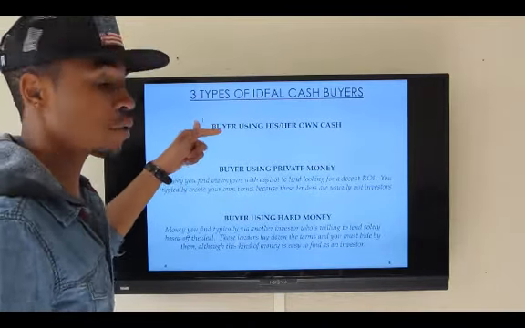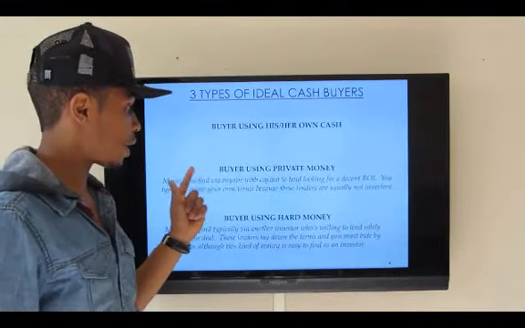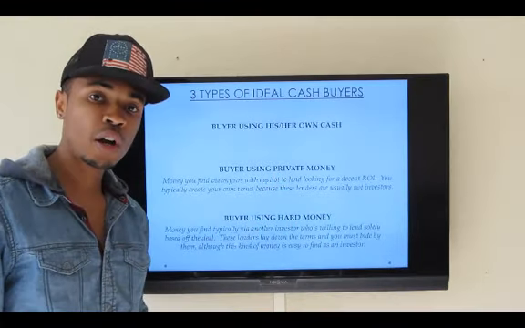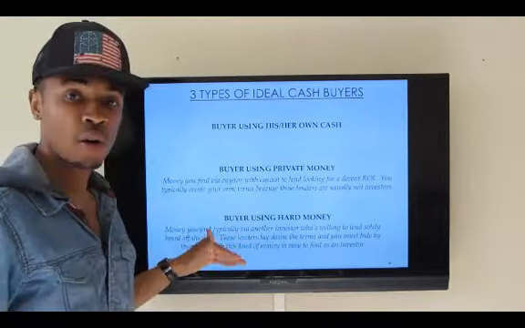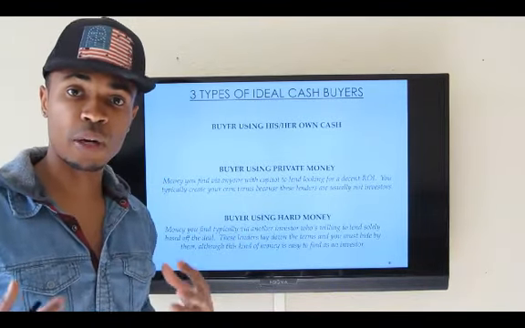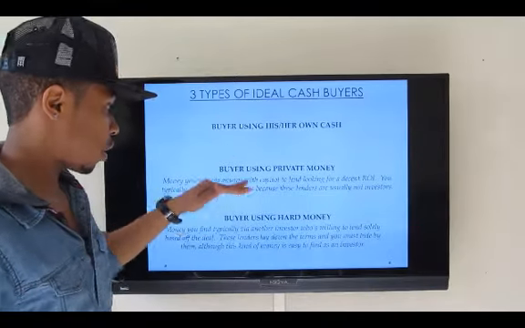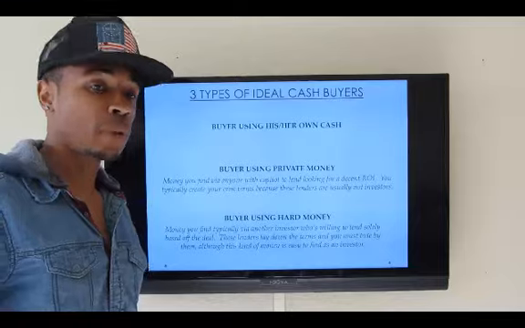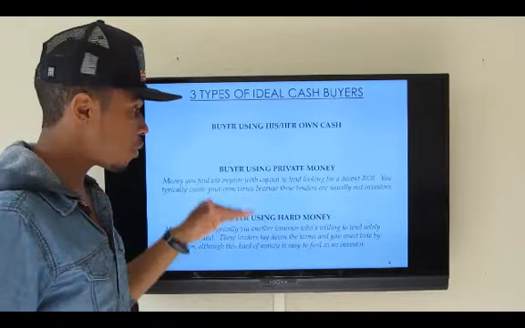All right, so you've got a buyer using his own cash. You have your ideal buyer that's used private money, or you have your ideal buyer using hard money. You need to know this when it comes to your buyers in your buyers Rolodex. Normally, they're going to be one of these three, all right? And you need to know this.